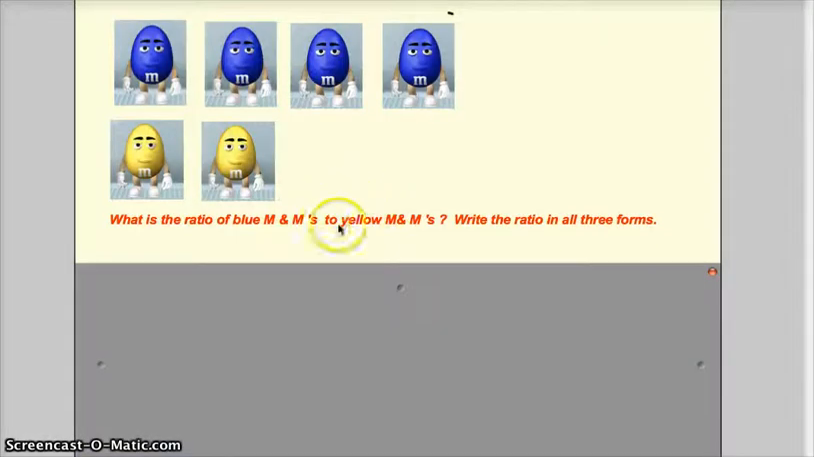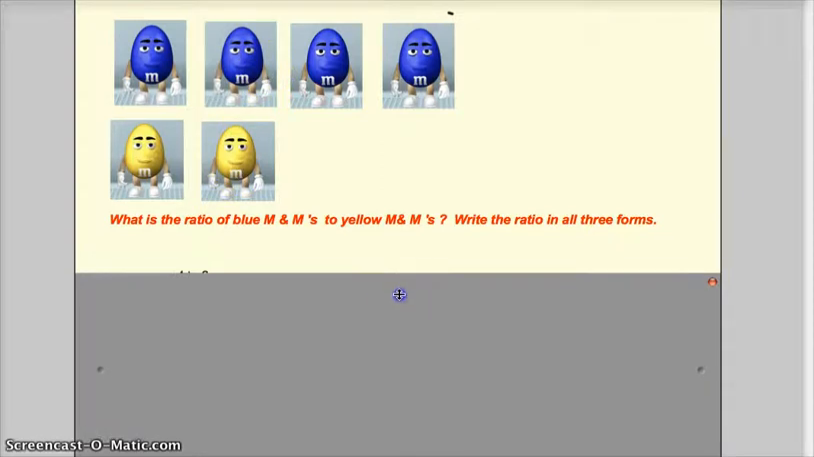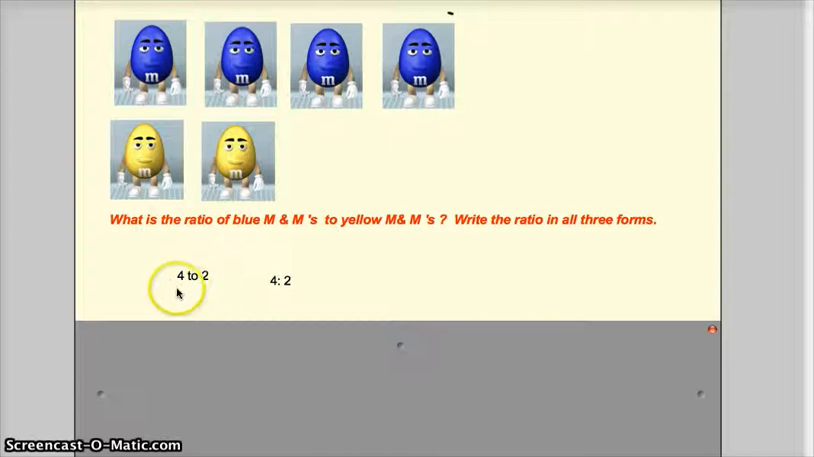So let's look at an example here. What is the ratio of blue M&Ms to yellow M&Ms? We're going to write this ratio in all 3 forms. Now remember, the order is important. We're comparing blue M&Ms to yellow M&Ms. We have 4 blue M&Ms and 2 yellow M&Ms. So the ratio is 4 to 2, 4 colon 2, which you would read as 4 to 2, or if you wanted to write that as a fraction, it's 4 over 2.